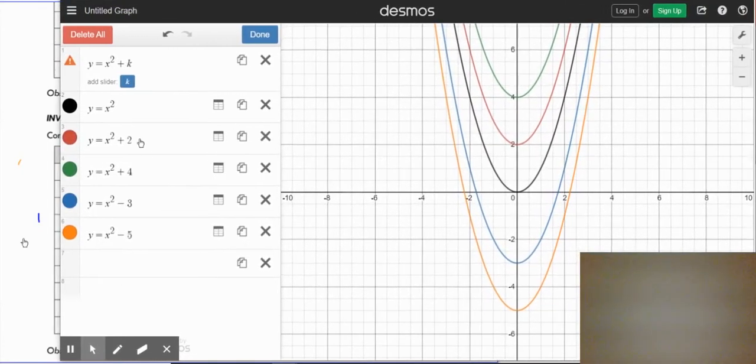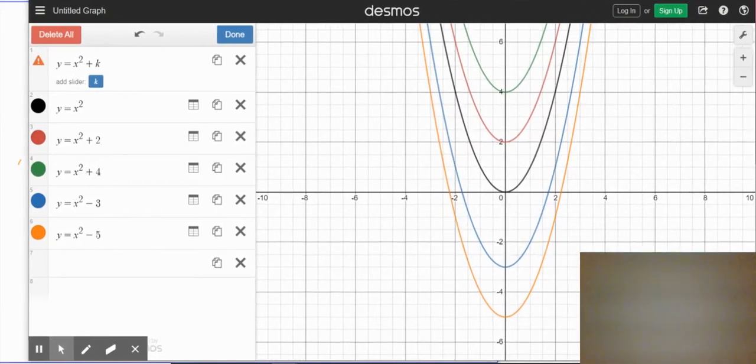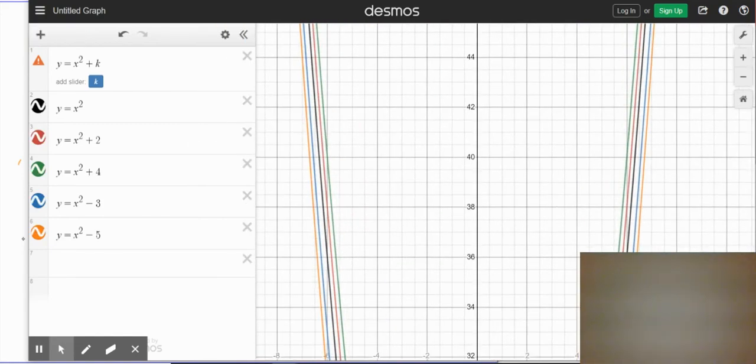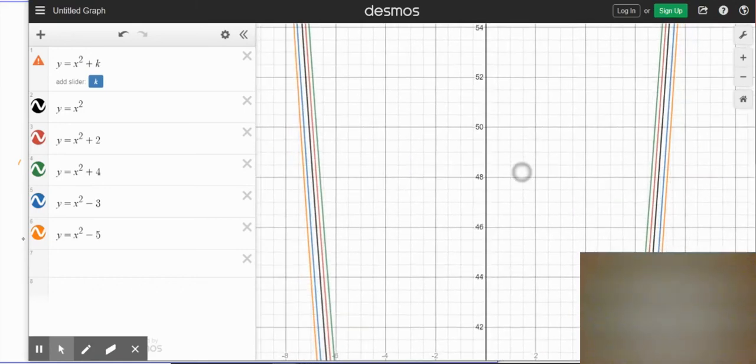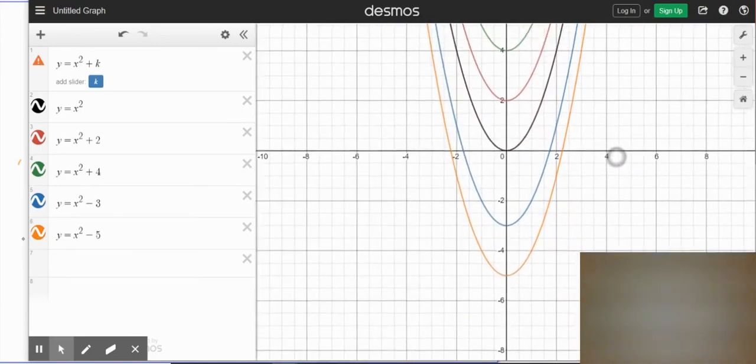So we see as the k has changed, basically it's changed this starting point. We started with a k of 0. We started at 0, 0. And 2 moved it up 2. 4 moved it up 4. Negative 3 moved it down 3. Negative 5 moved it down 5. So the shape is the same. These do look wider, but it's because we're seeing more of it. Eventually, if you were to go up and up and up, look how close they get. They almost become the same line. Okay, so kind of cool. Parabolas go off into space for as long as they can.